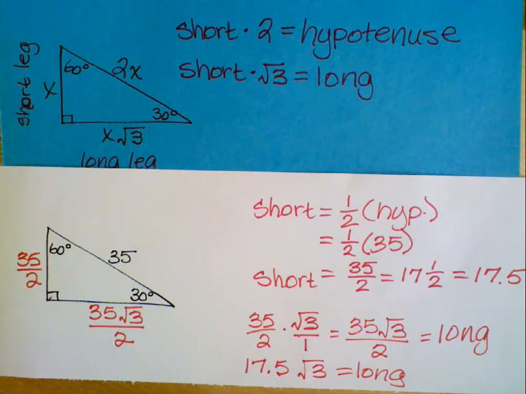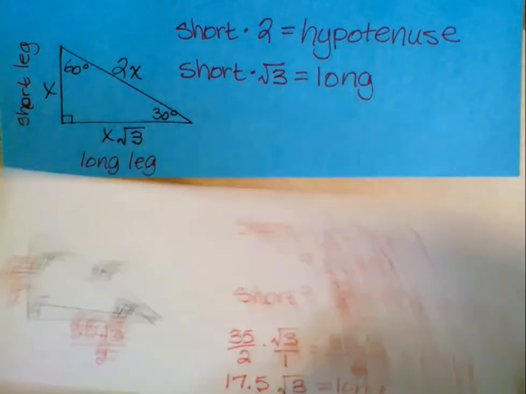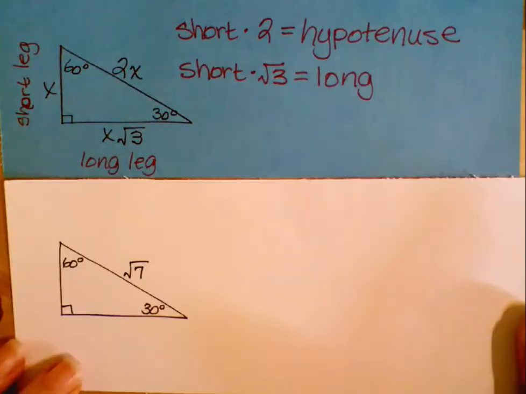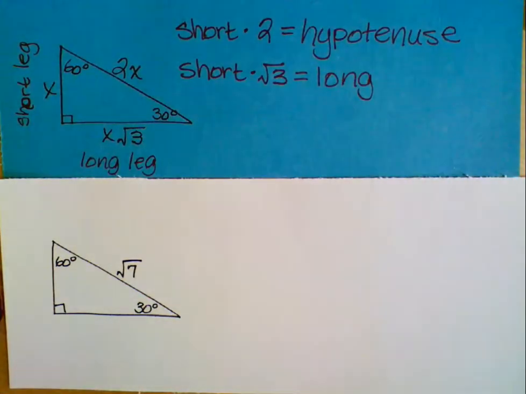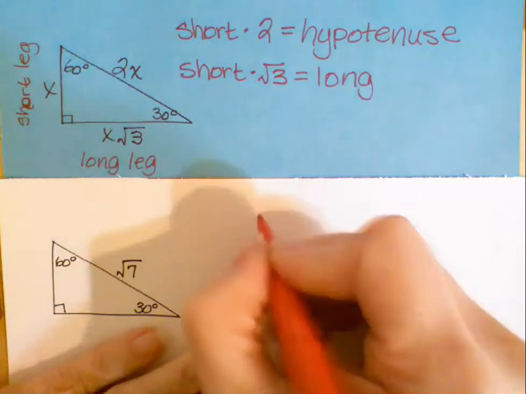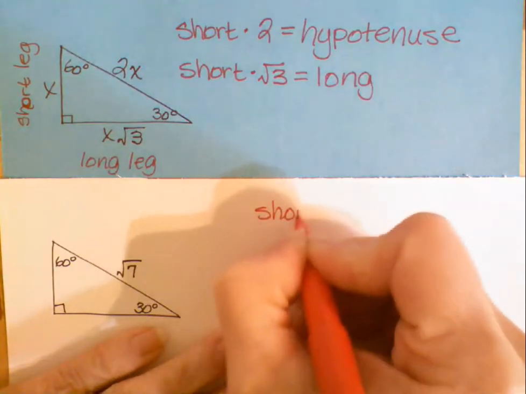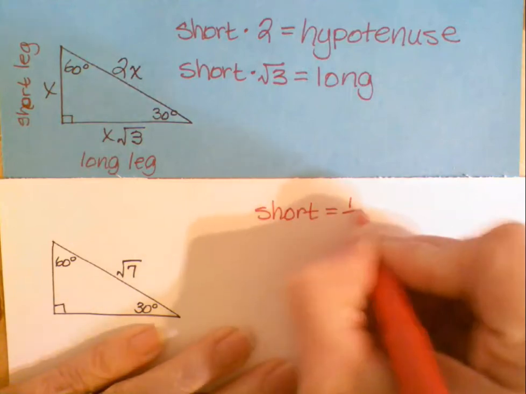Great. Another possibility for what you can see on the hypotenuse: we looked at an example with an even whole number on the hypotenuse and now an odd. What happens when the value on the hypotenuse is a radical? In this case, the square root of 7. So we're going to start it the same way. We know the length of the shorter leg is half as long as the hypotenuse.